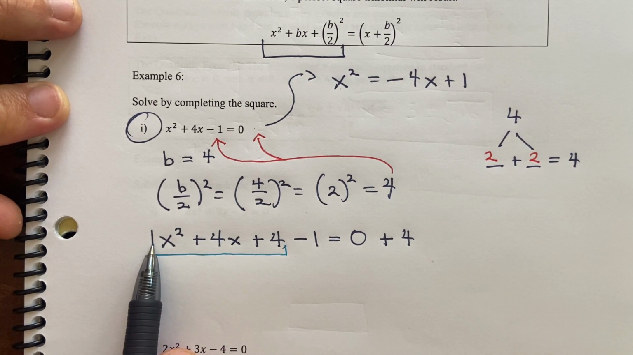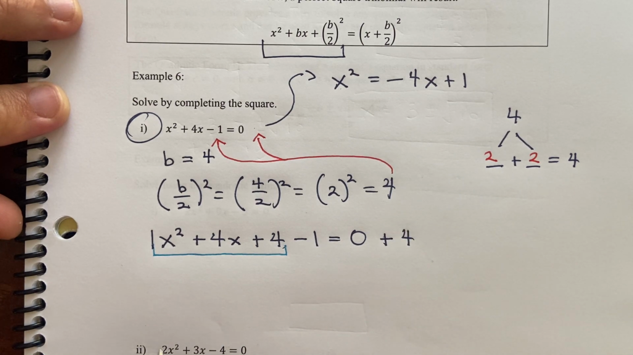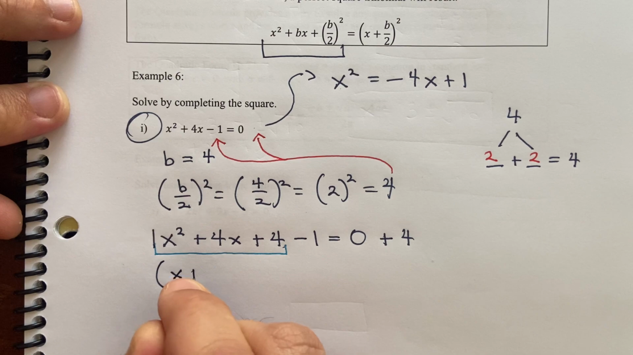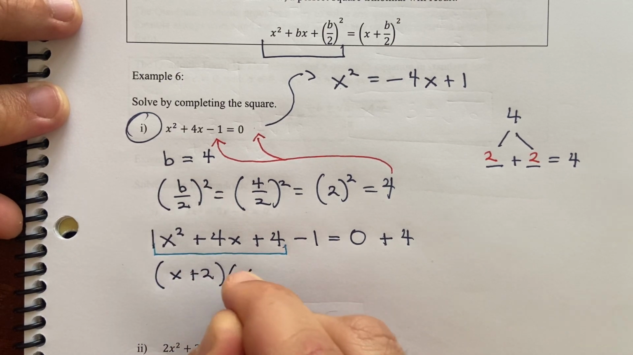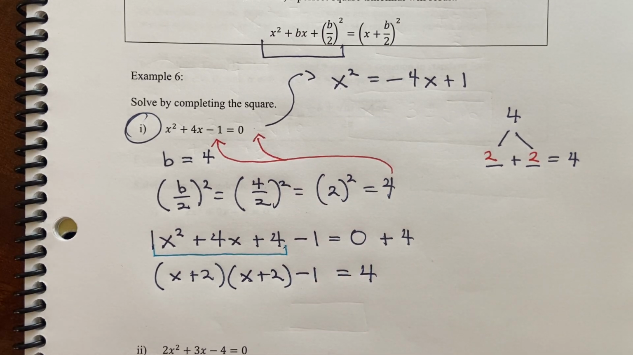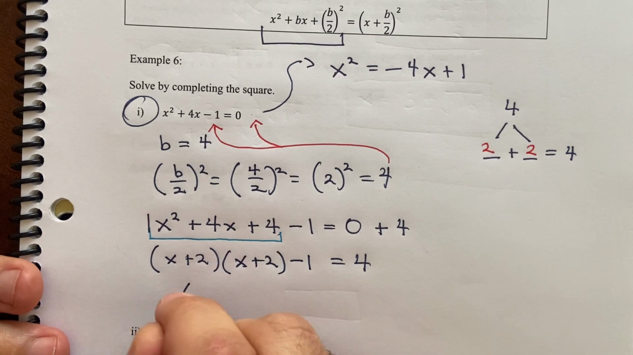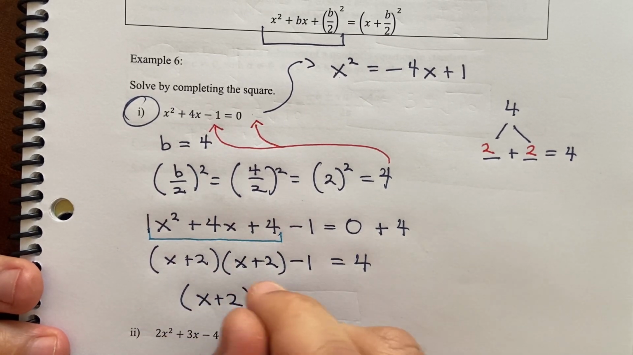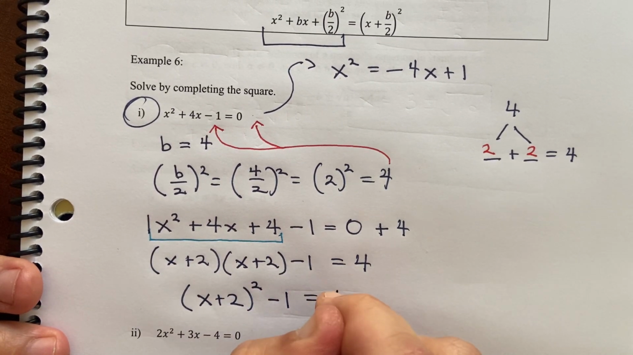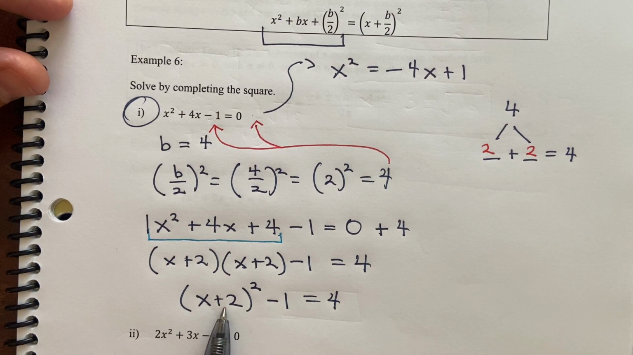And this is a case where we have an A of 1. So as soon as I find these numbers, I can quickly write down the factorization. So x plus 2 times x plus 2, minus 1 equals 4. x plus 2 times itself would be x plus 2 squared, minus 1 equals 4. So that is the thing squared now.